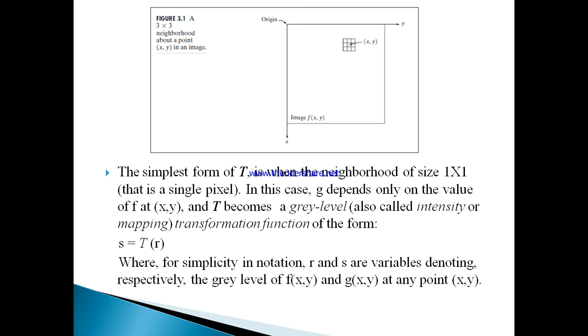For example, you can see clearly in the given example, we are considering the 3 cross 3 neighborhood of pixels present around a point. Okay, so those particular pixels will be taken and processed. In this case the value of g depends upon the function f at (x,y), and T becomes the gray level, that is the intensity level or mapping transformation function. It can be given by the formula s = T(r).